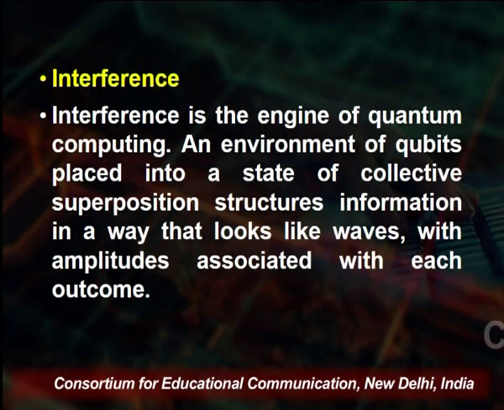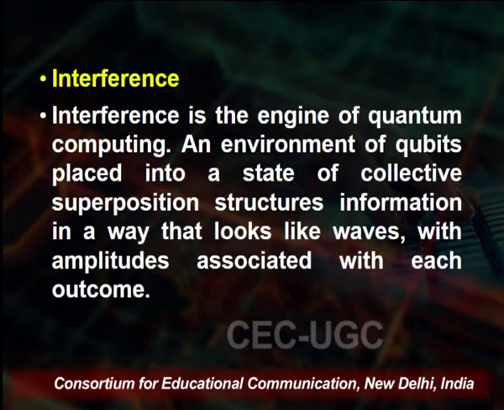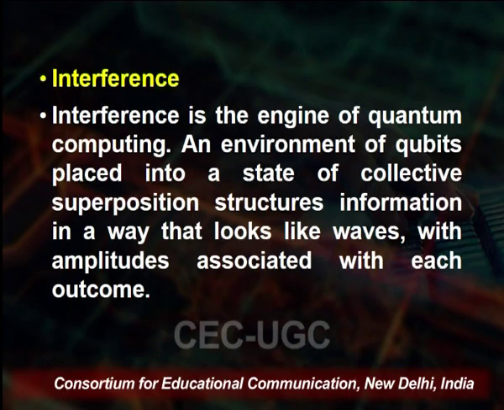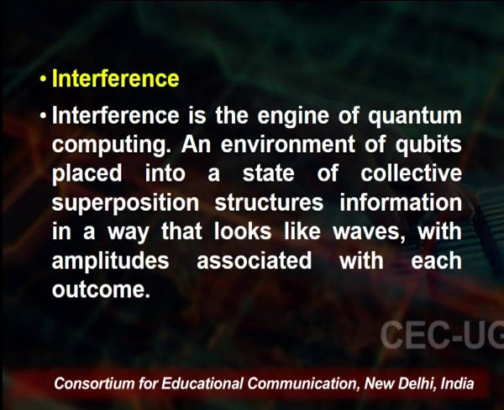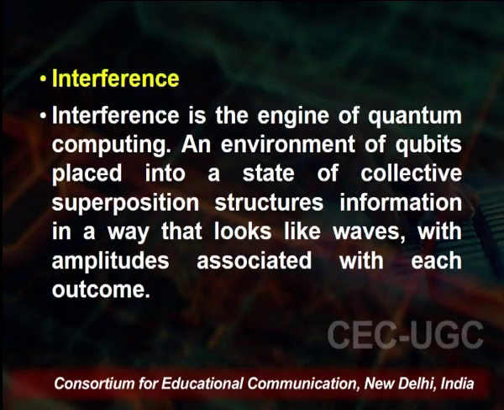Third point is interference. Interference is the engine of quantum computing. An environment of qubits placed into a state of collective superposition structures information in a way that looks like a wave, with an amplitude associated with each outcome. It works as we talk about in superposition. So all the superposition structure must be collectively stored in it, and it behaves like a wave, with amplitudes associated with the outcomes, and these amplitudes become the probabilities of the outcomes of the measurement of the system.